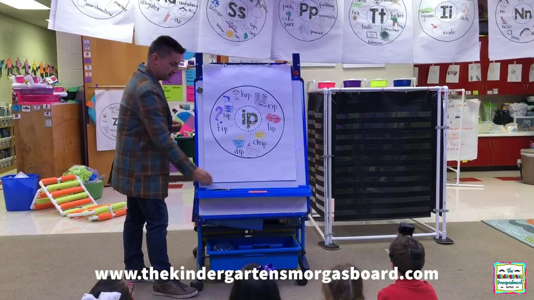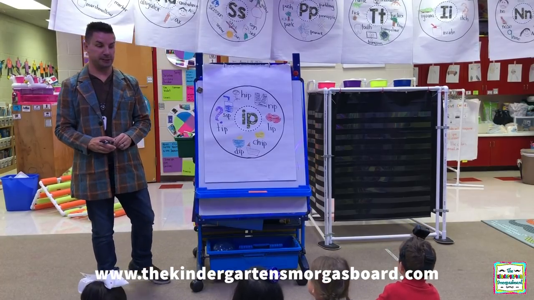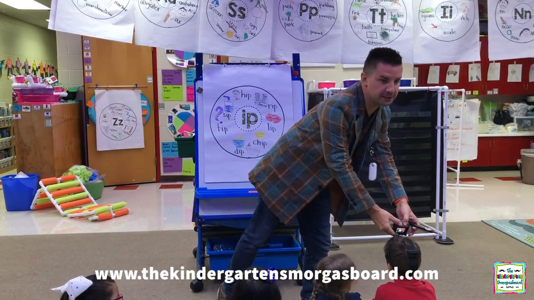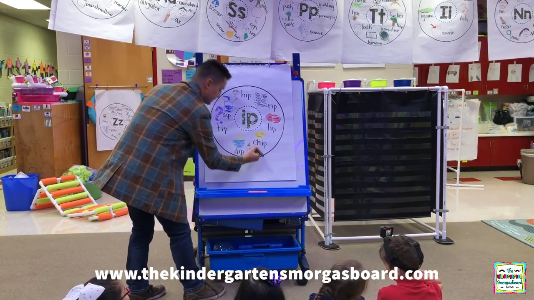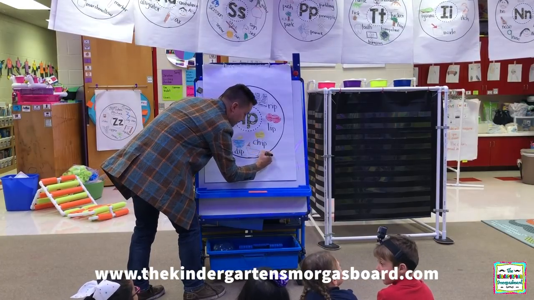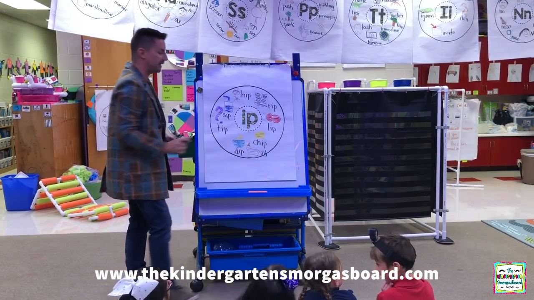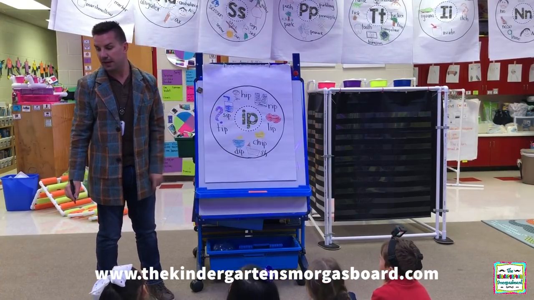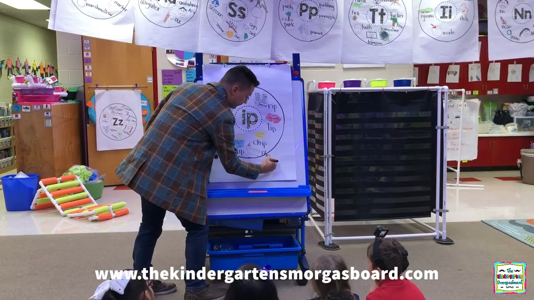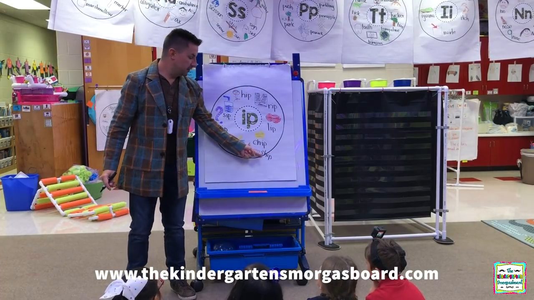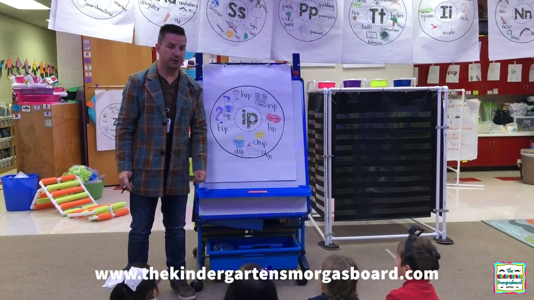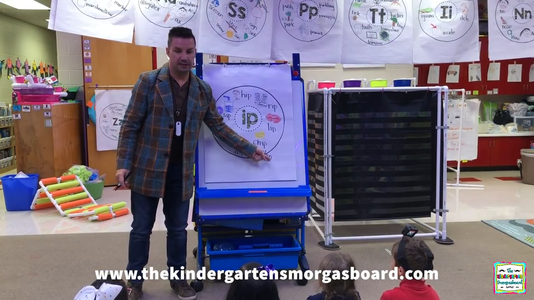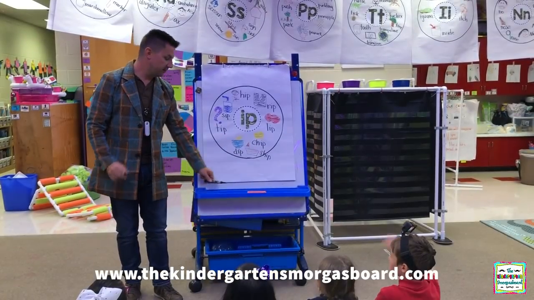Ship. What sound do you hear? How do we spell sh? S-H. Good. And then I and then P. So S-H. And what's our word family? I and P. What's our word family? Ip. How do we spell ip? I-P. All right, my turn. Ip, ship. Your turn. Ip, ship. Again. Ip, ship.